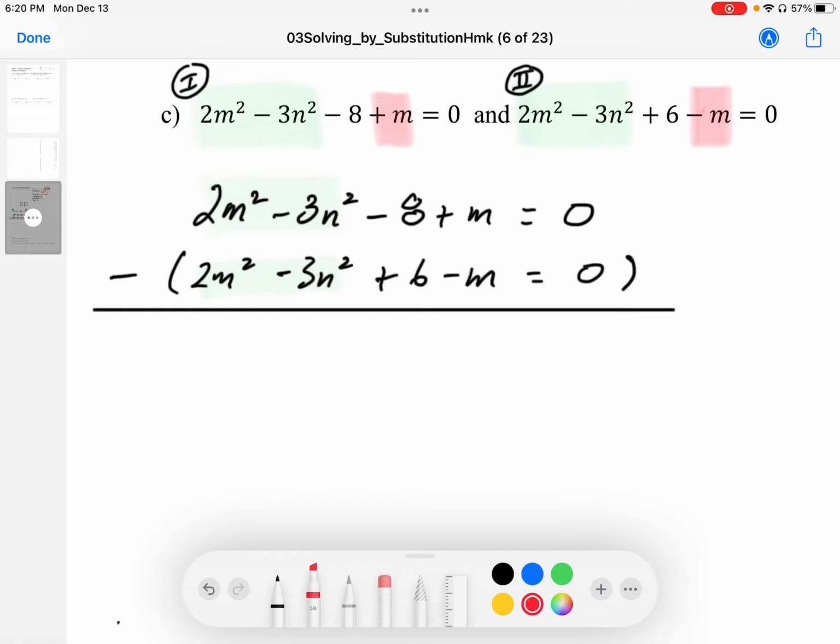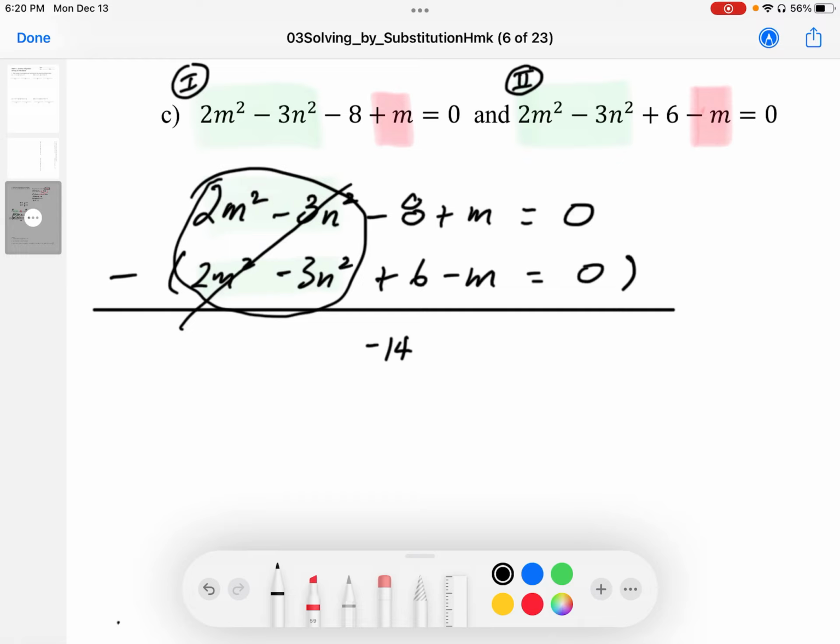So I've put equation 1 on top, 2m squared minus 3n squared minus 8 plus m equals 0, and I'm going to subtract equation 2. Now when I subtract equation 2, this whole piece here becomes a zero pair, and they just cancel out. I end up with negative 8 minus positive 6. We just have to make sure we mind our positives and negatives. So that gives us negative 14.